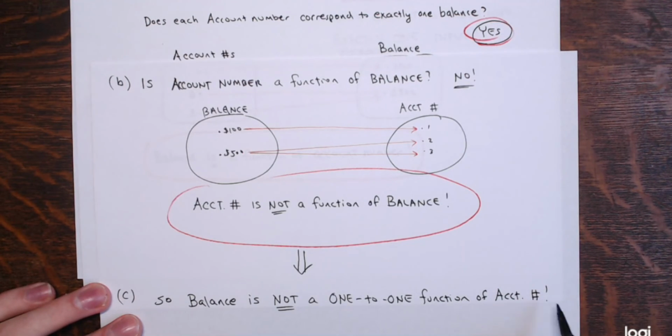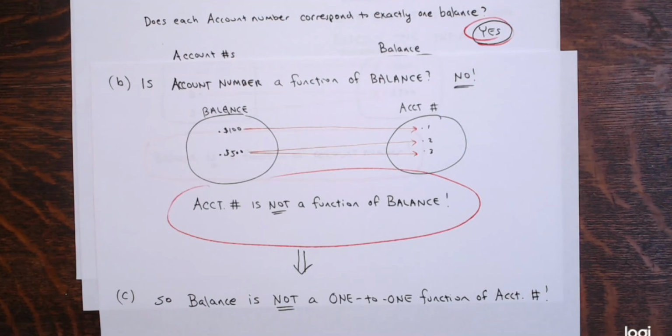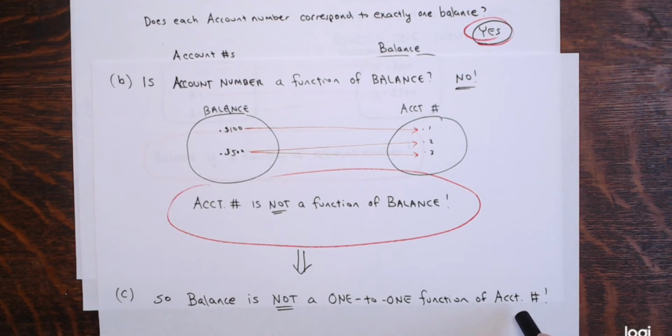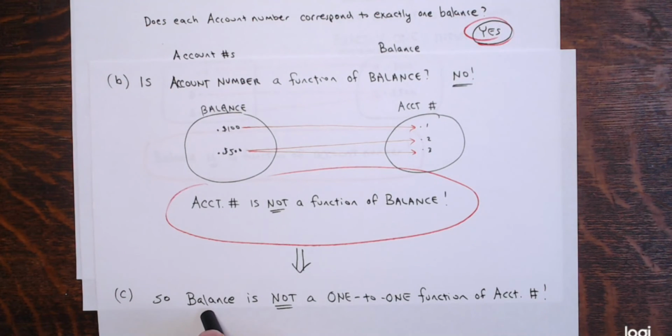All right. So balance is a function of an account number, right? Each account number goes to one balance, but it's not a one-to-one function of account number because you can't reverse it. Reversing it is not a function. So each account number goes to one balance, but not the other way around. Right, so not one-to-one. I hope that makes sense.